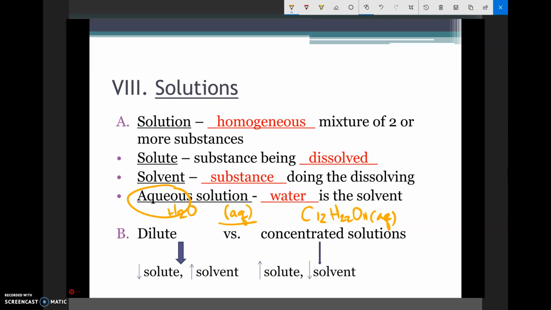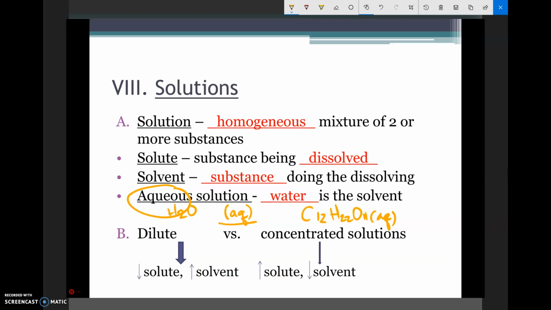Okay, with solutions, let's talk about what's diluted versus what's concentrated. So for example, let's say that you're making Kool-Aid and you want your Kool-Aid to be more dilute. What would you do? You would add more water, or you would add less of your Kool-Aid powder and your sugar. Let's say you wanted to make your Kool-Aid more concentrated. You would either decrease the amount of water needed, or you could increase the amount of Kool-Aid powder, flavoring, whatever you call it, and the sugar.